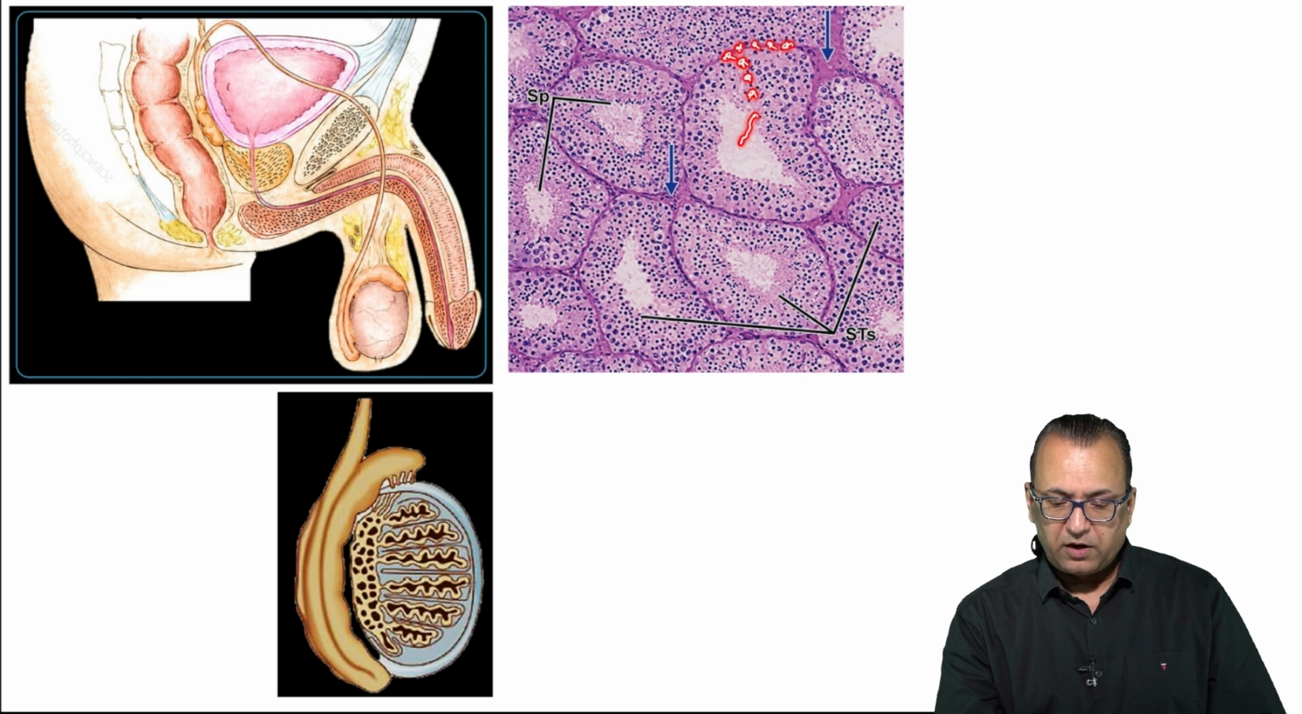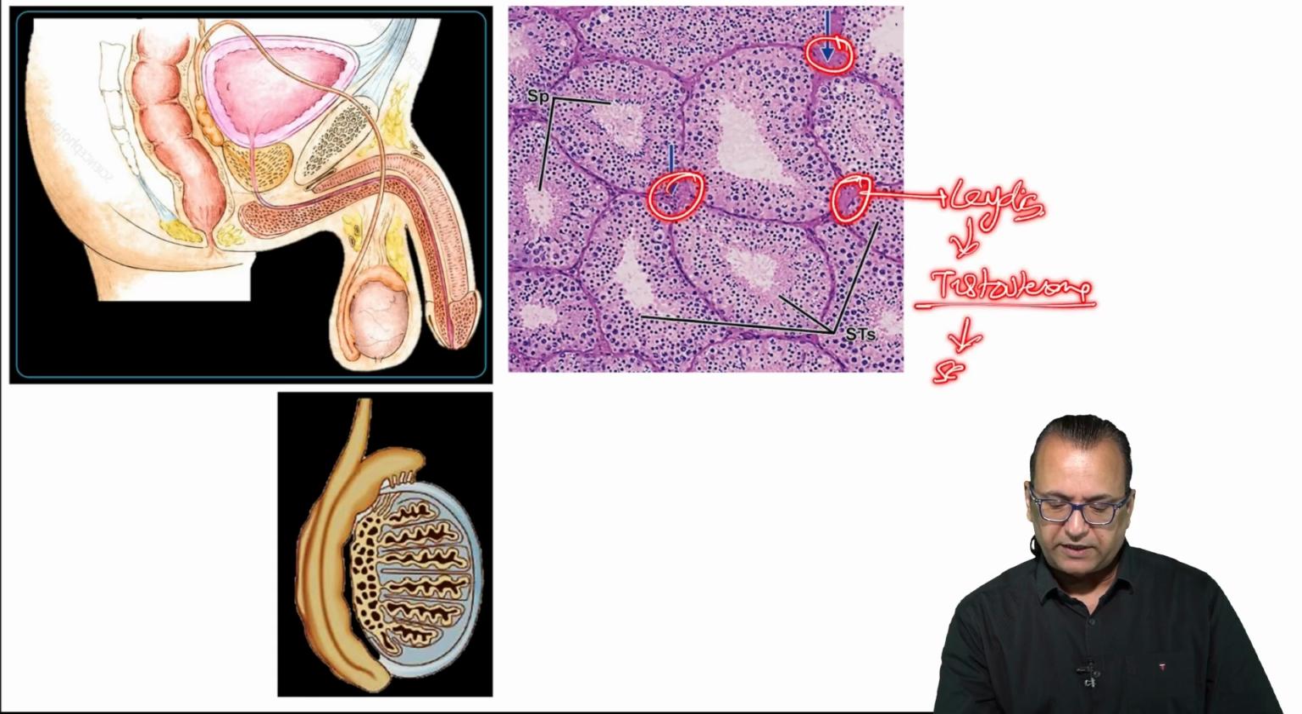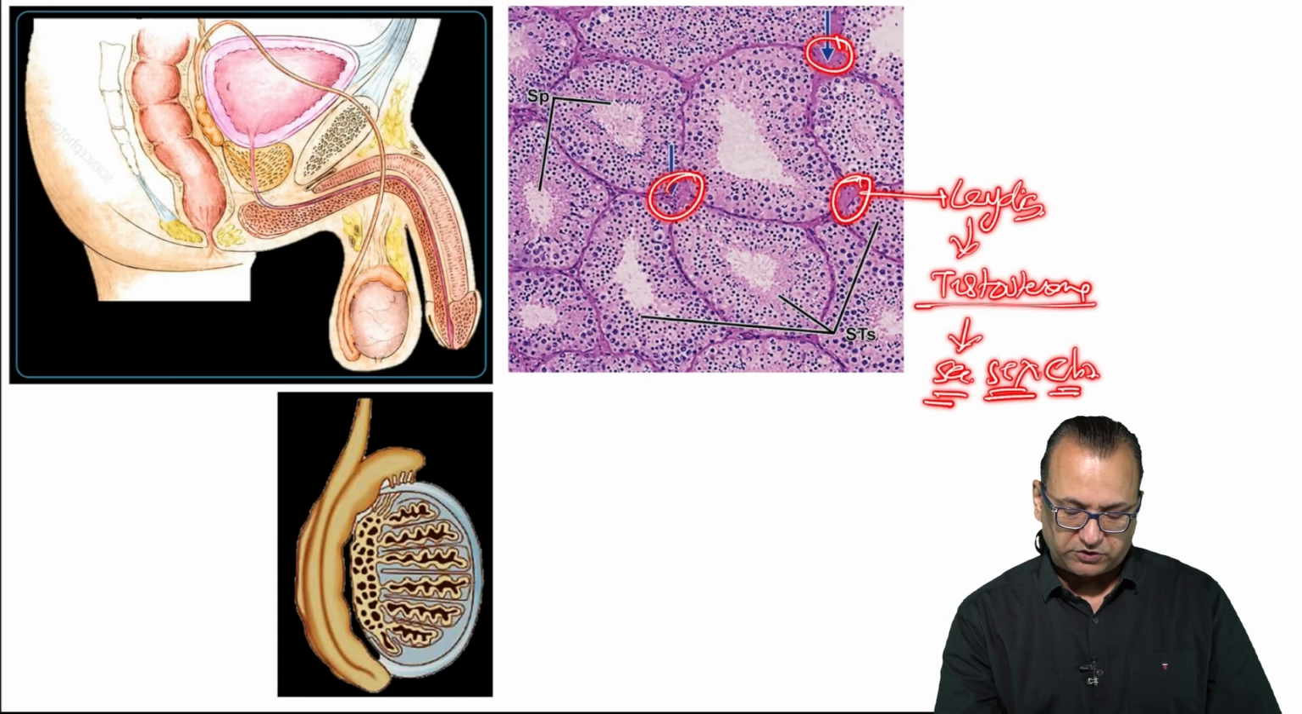You will find there are interstitial cells also, interstitial cells of Leydig, and these interstitial cells of Leydig will be giving testosterone. Testosterone is important for giving the secondary sexual characteristics to the male, and other functions also it is having.